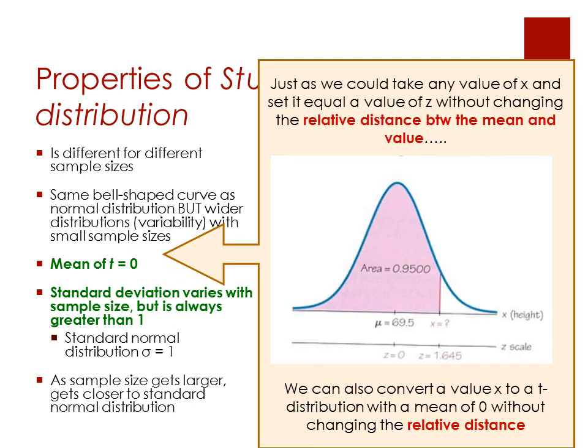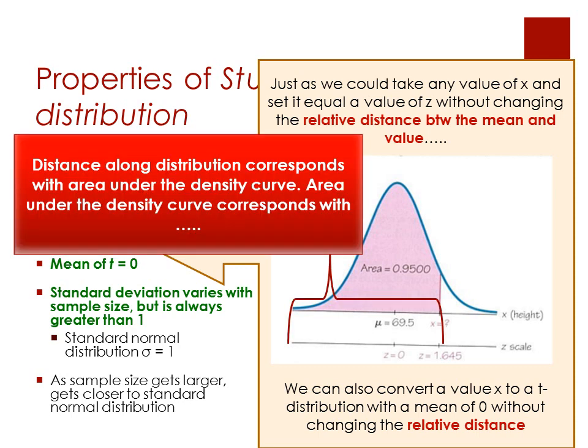Okay, now keep in mind, similar to when we were using the z distribution table, just as we could take any value of x and set it equal to a value of z without changing the relative distance between the mean and the value, right? And so here's an image of that that we've used before back when we were working with the z distribution table. Remember, we would take my value of x and say, what is the corresponding z value for that x so that I can then go use the z distribution table. We can also convert a value of x to a t distribution with a mean of 0, again, without changing the relative distance for the values, right?